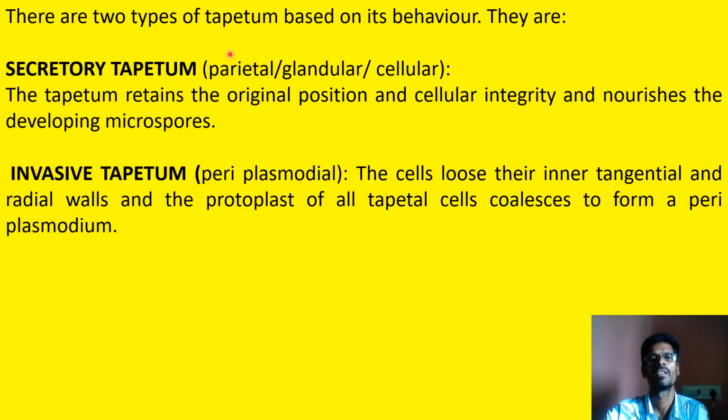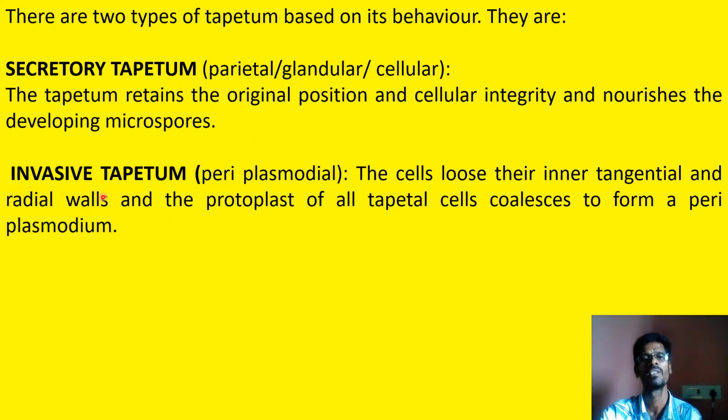Based on the behavior, the tapetum may be of two types: secretory tapetum and invasive tapetum. The secretory tapetum is also called parietal tapetum, glandular tapetum and cellular tapetum. When the tapetum retains its original position and does not change it, it is called secretory tapetum, and also because it is glandular, it is secretory in nature. Such tapetum maintains its cellular integrity and nourishes the developing microspores. The microspores get nourishment from this type of secretory tapetum.